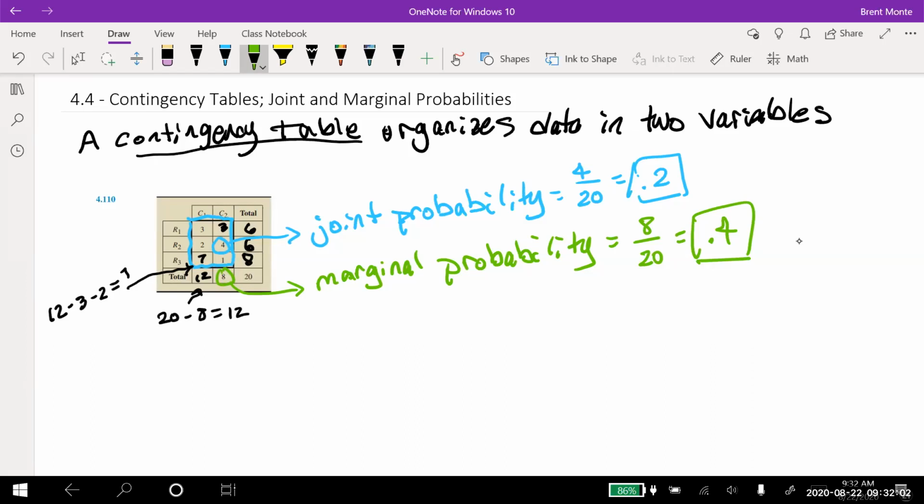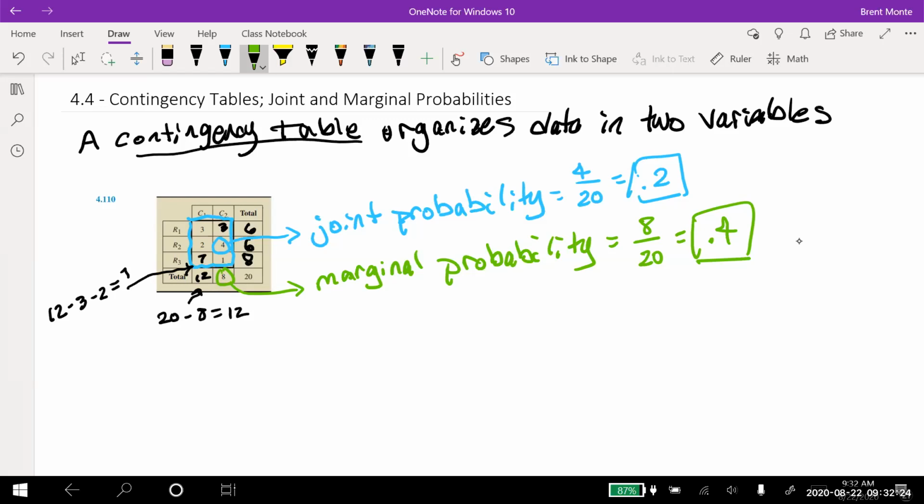And so any of the totals in either a row or a column will give us a marginal probability. So what we're saying there is the chance that someone selected was in C2, well, that's going to be 0.4 as a probability or a chance of 40%. Okay, so that's that idea there.